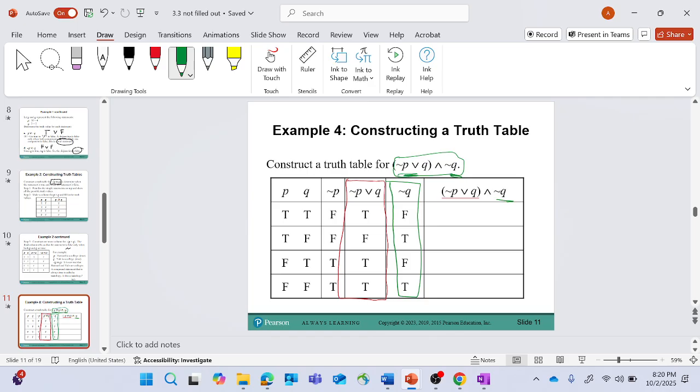That's not Q. The squiggly line means not. It's the opposite truth value. And we're just negating. Put it all together now.